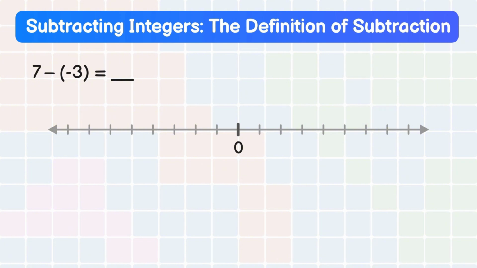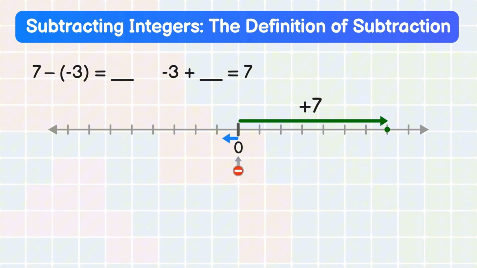Instead of subtracting positive 3, we're now subtracting negative 3. We start by writing this as addition with an unknown addend. And we put these on the number line using the same approach. It doesn't matter which number we put on the number line first. To be consistent, we'll start each example by putting the number we're subtracting from, which in this case is positive 7. So we start at 0 and count to positive 7. Then we start at 0 and count to negative 3.